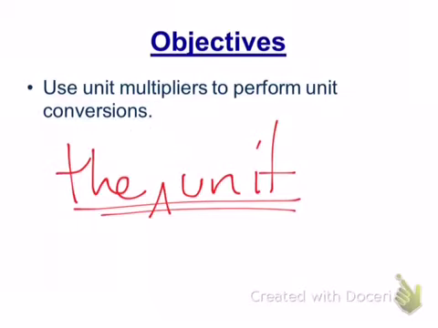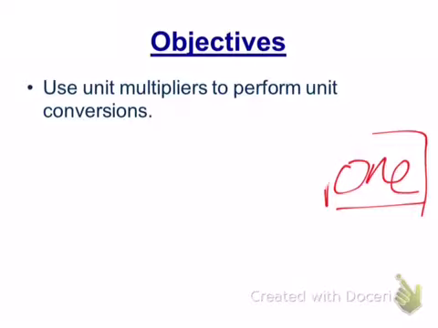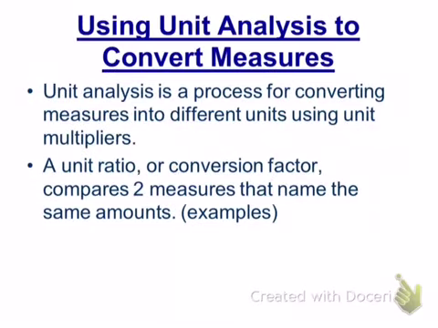Number one. So in mathematics, the unit is 1. If we talk about the unit in mathematics, it's 1. So a unit multiplier is multiplication by 1. We're multiplying by 1 to convert units from one thing to another. That's what a unit multiplier is. It's called a unit multiplier because it's multiplication by 1.